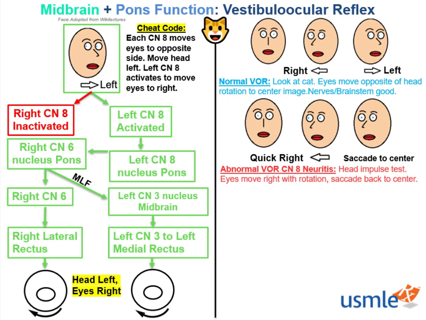When the head impulse test quickly moved the person's head to the right, the eyes didn't move to the opposite side, the left. They just passively followed to the right with a saccade or quick movement back to the center in the far image. This represents right cranial nerve 8 dysfunction.